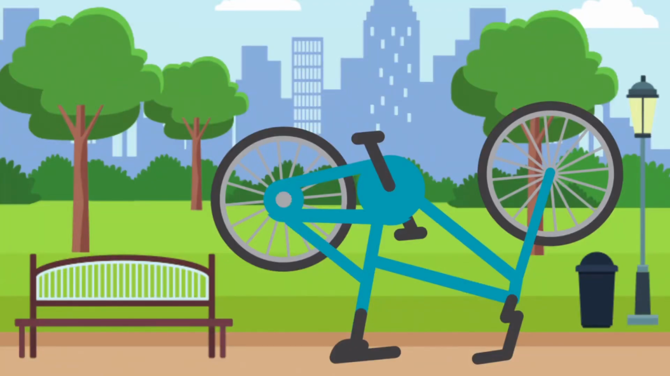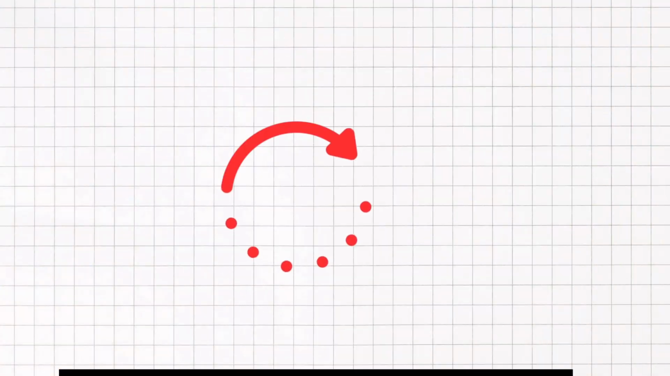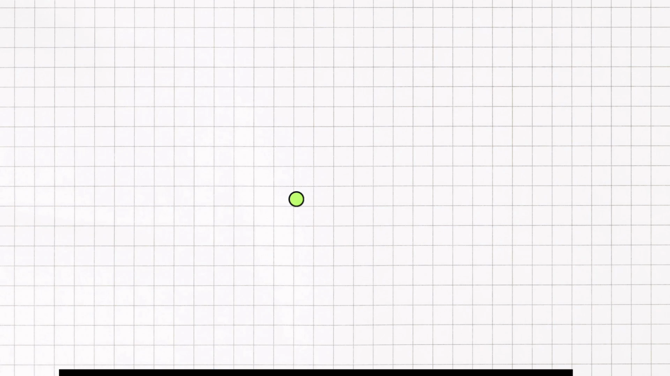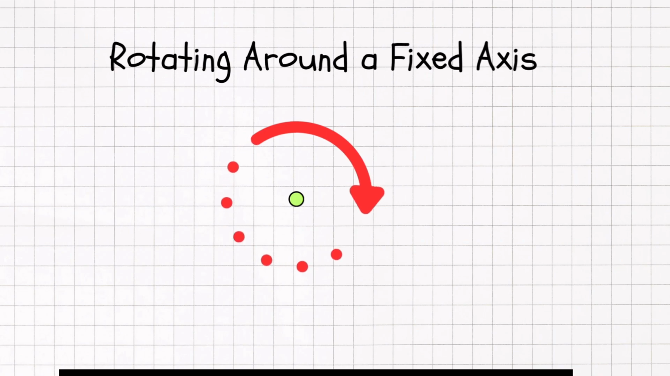When the wheel spins freely in the air, a point on the rim, like point B, moves in a perfect circle relative to the ground. The axis of the wheel doesn't move at all, it stays still. That means the wheel isn't rolling. It's just rotating around a fixed axis.